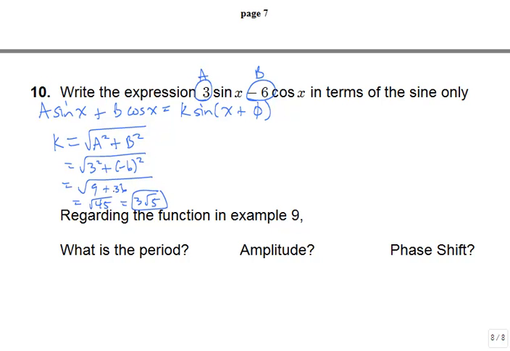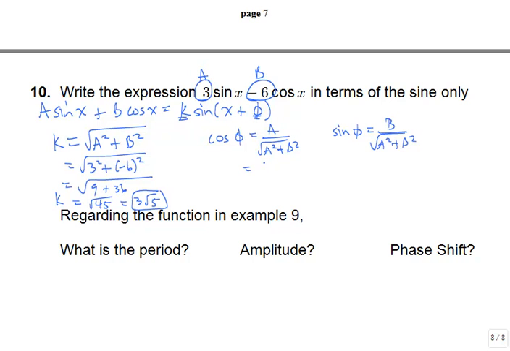So k is approximately 3 root 5. Now what we want to do is find out what our angle phi is. I know what this k is. Now I need to know what phi should equal. To figure that out, we were told that cosine of phi was defined to be a over the square root of a squared plus b squared, and sine of phi was defined to be b over the square root of a squared plus b squared. So let's figure out what that is.